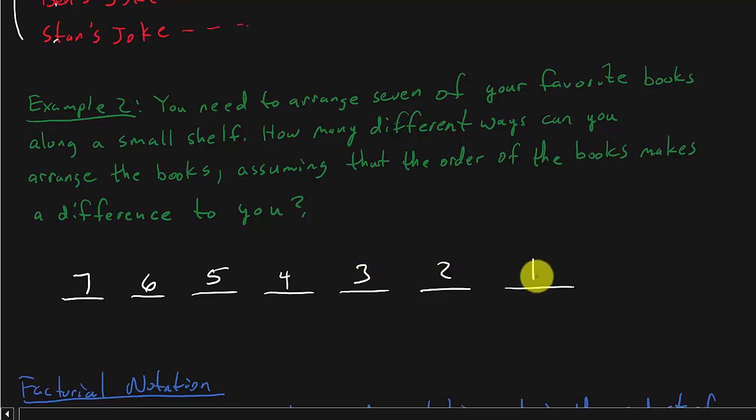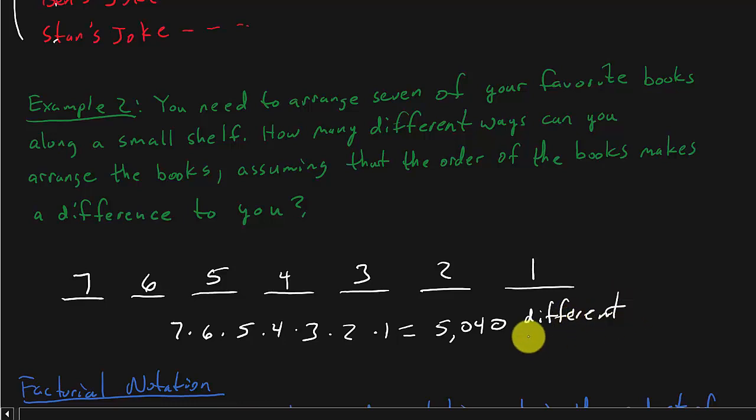And so this is equal to 7 times 6 times 5 times 4 times 3 times 2 times 1, which comes out to be 5,040 different ways.